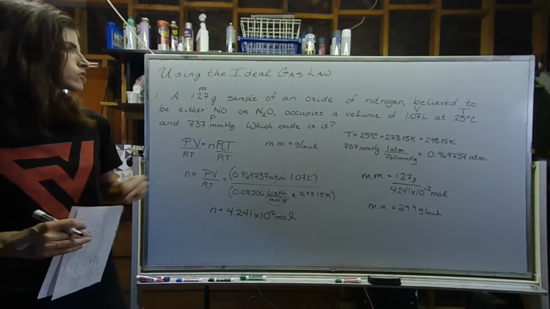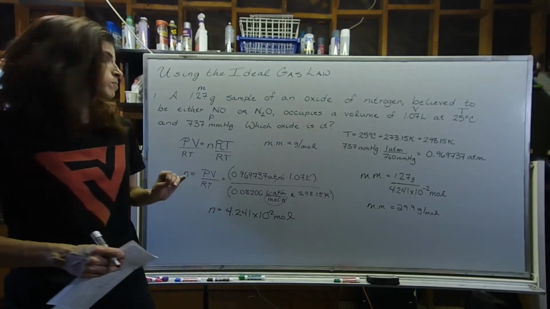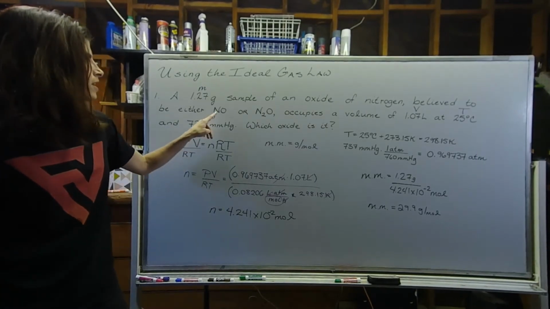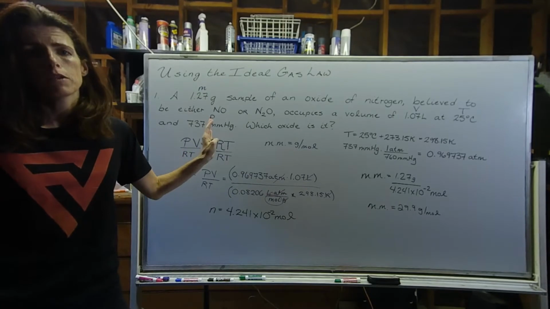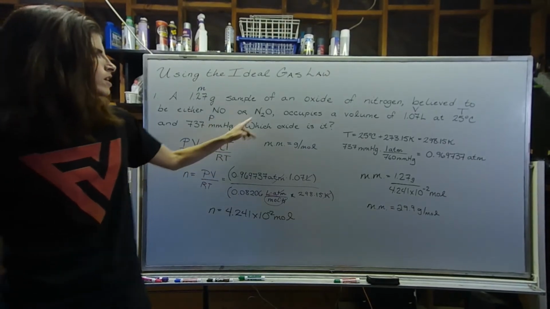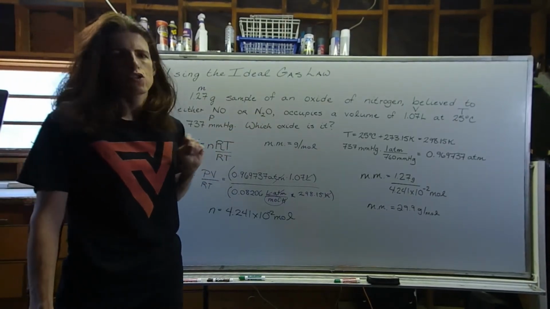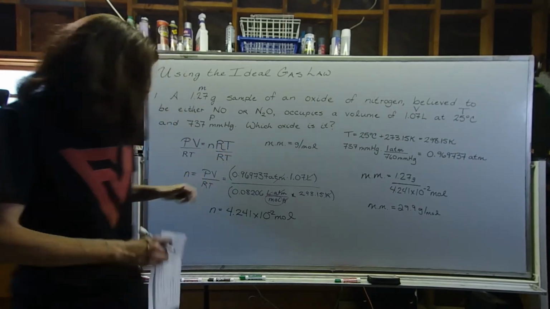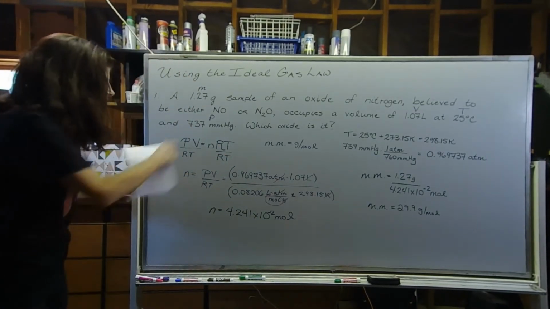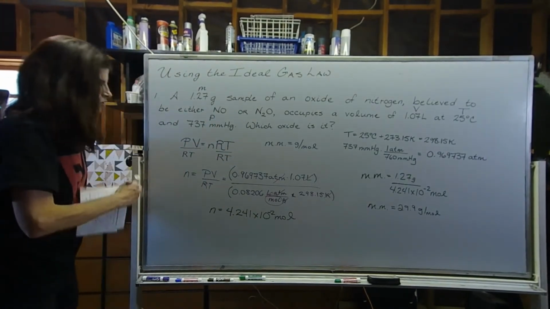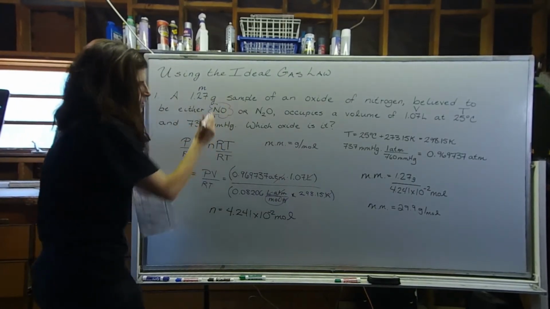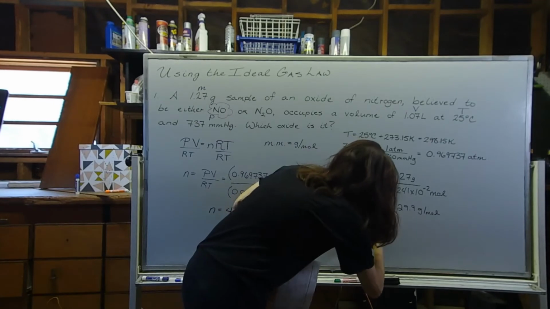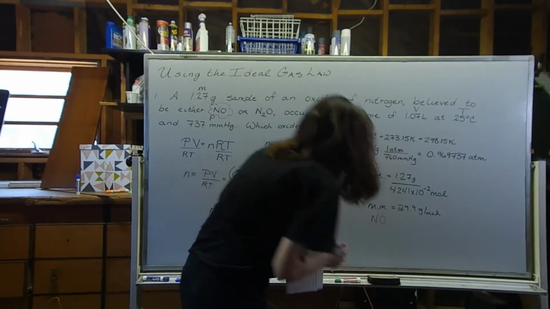So we need to determine which oxide was produced by the reaction. And if we get the molar mass of nitrous oxide, it's pretty much 30 grams per mole. This one is much higher because it has 2 nitrogens and 1 oxygen. So because this molar mass is 30 grams per mole, I'm going to say that nitrous oxide was produced by this reaction.